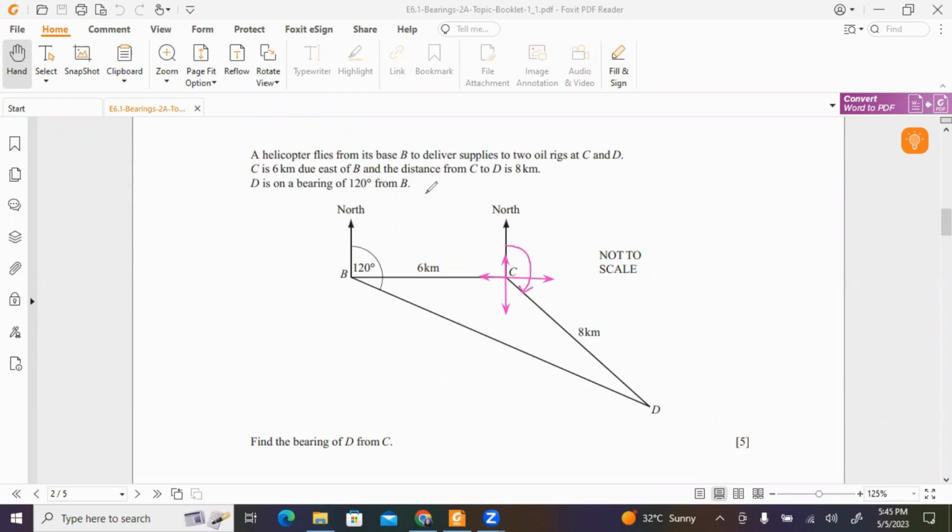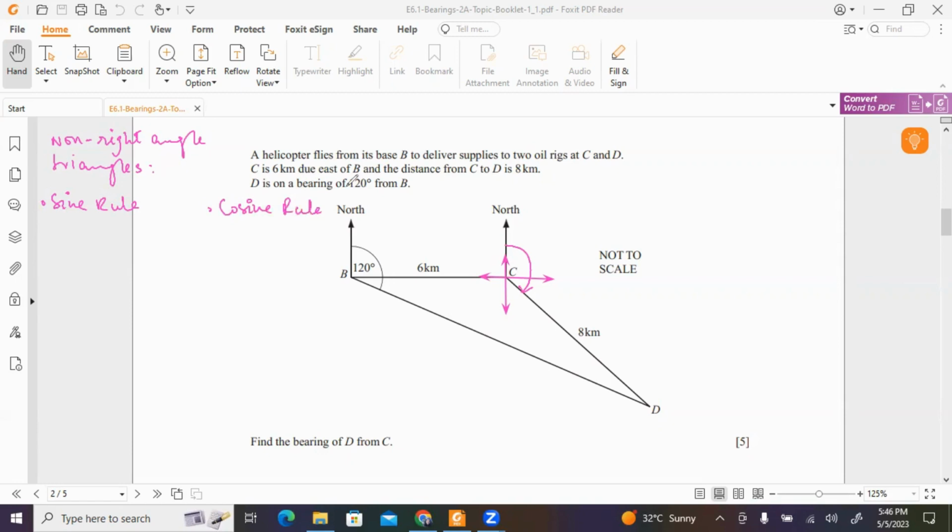To find the angle inside the triangle, we need to use a formula. The formula that we will use is based on the formulas used for finding angles or lengths for a non-right angle triangle. So for non-right angle triangles, we can either use the sine rule or the cosine rule. But there are also conditions for that.